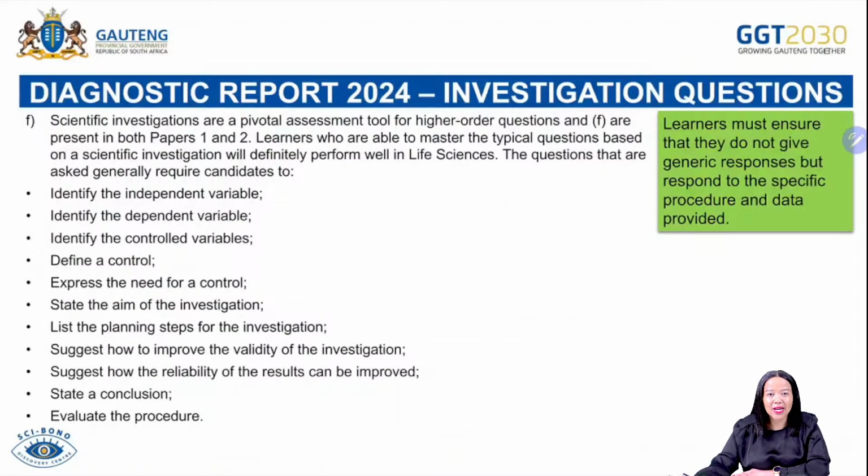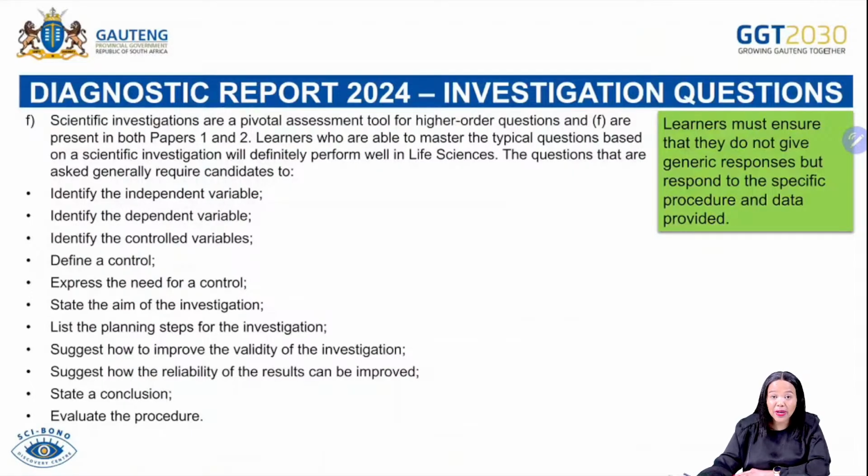One has to decide on how to record the data. One has to decide on the apparatus that must be used. If it is an investigation that needs things like ethical clearance, one has to get permission in order to conduct that investigation. Another important aspect when it comes to investigation questions is reliability and validity.